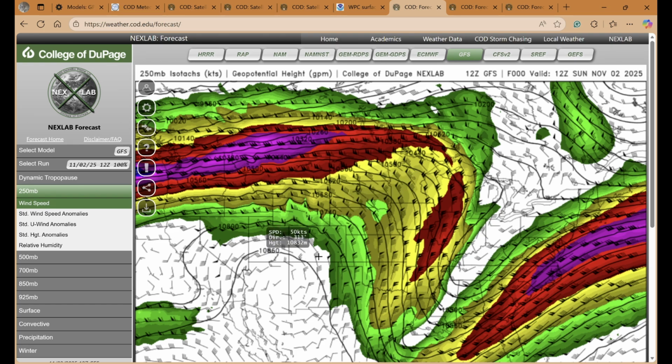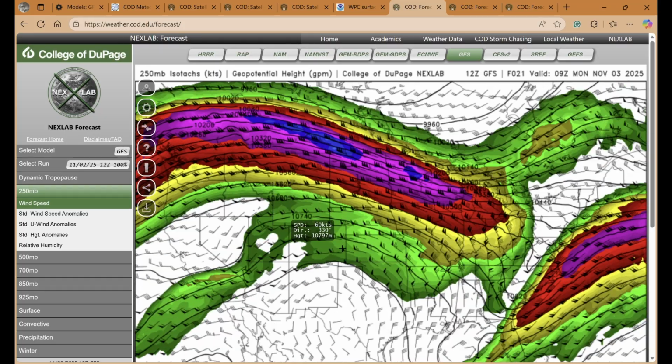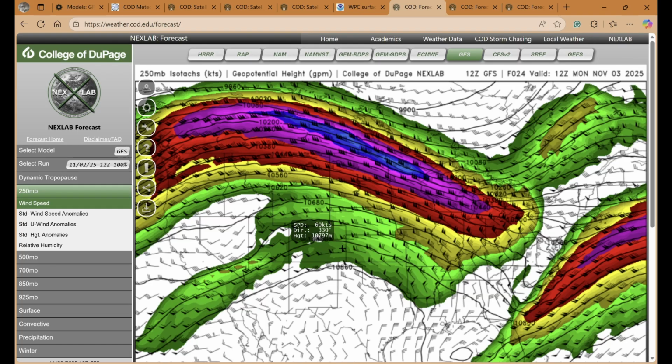So here is that shortwave trough embedded in our flow. Here's that divergence area, convergence area. Note what happens as we move into Monday: it actually tilts down. It starts to dig down and kind of put us more in a convergence area.